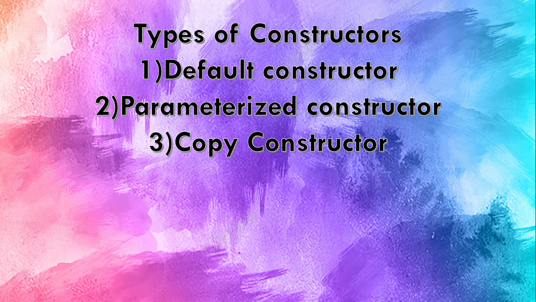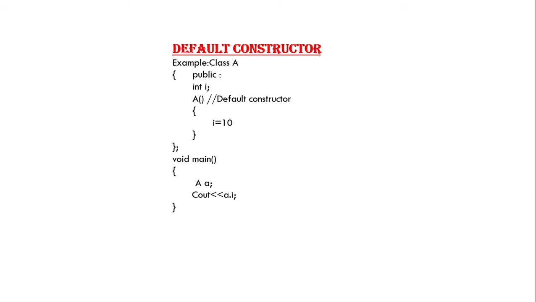Let us understand the types of constructors. There are three types of constructors: default constructor, parameterized constructor, and copy constructor. So what is a default constructor? Class A. Here I have taken a class A. Publicly inside the class A, I have declared a variable i, and I've taken a constructor, that is a default constructor. Why? Because it does not consist of any parameters over here. Have I passed any parameters, int i, int j? Nothing. I haven't given anything within these parentheses. So it is a default constructor.